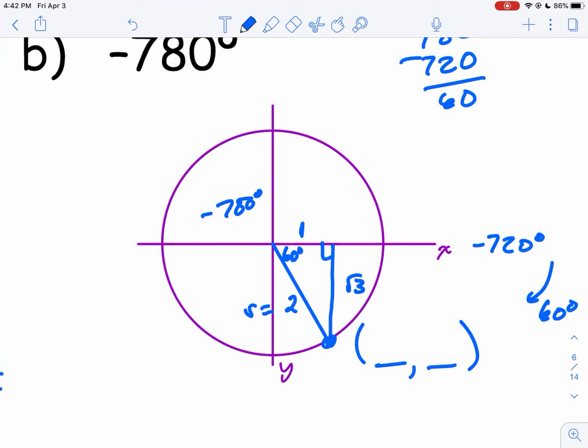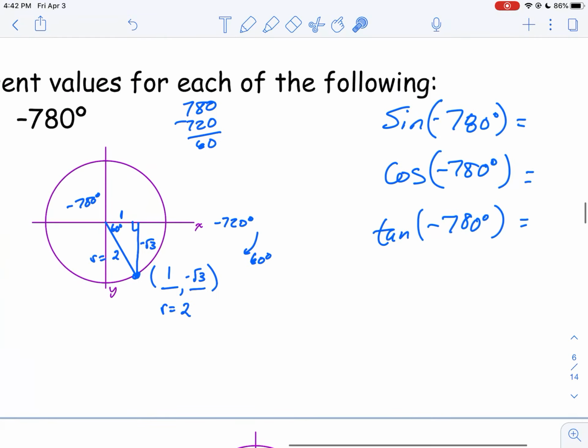But in my picture, I have a problem. Do you see the problem? The problem is my y value should be negative. So x is positive 1. My y value is negative square root of 3. My r is positive 2. Again, even though it's below the x-axis, the radius is a length and is always positive.